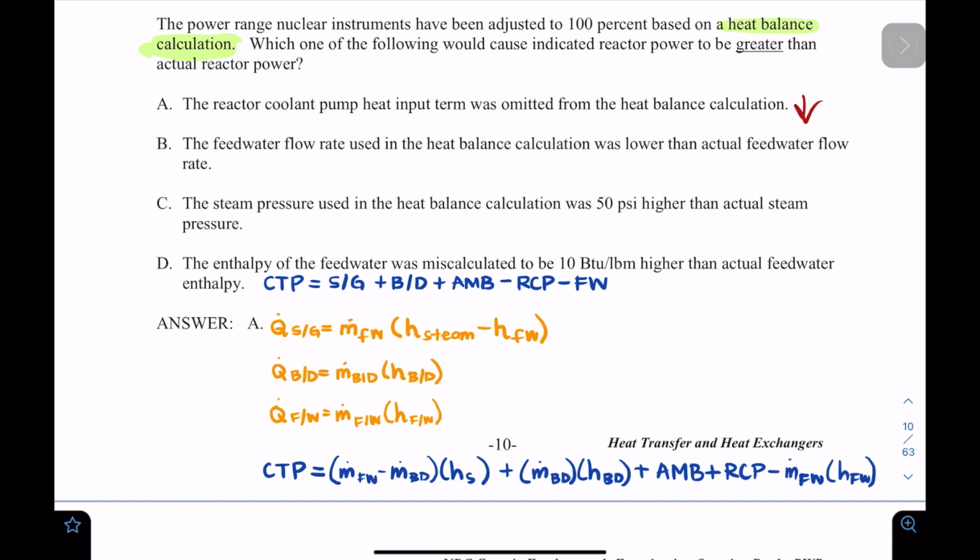So the feed water flow rate used in the, so because if we remove that one, oh wait, it's minus RCP, so no, I had it wrong. So if I remove that one, I'm going to use this formula. So if I remove this one, my CTP is going to increase. Can you see that? Okay, so now the feed water flow rate used in the heat balance calculation was lower than the actual feed water flow rate.